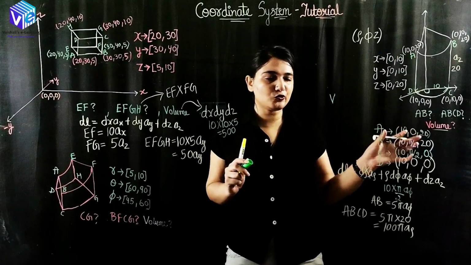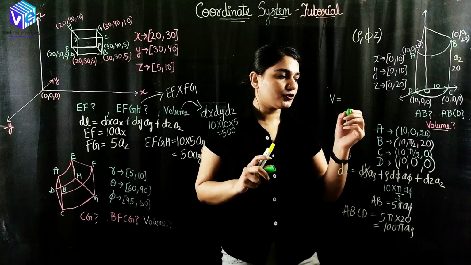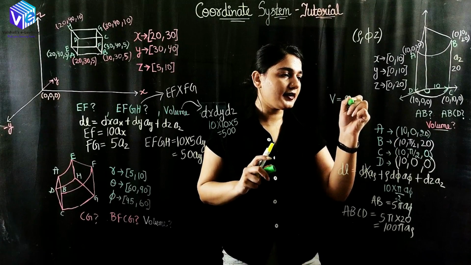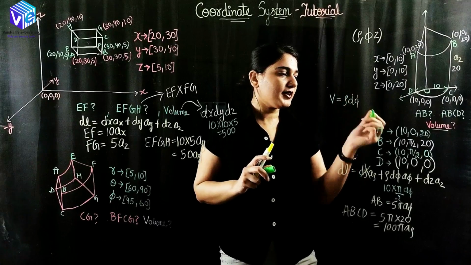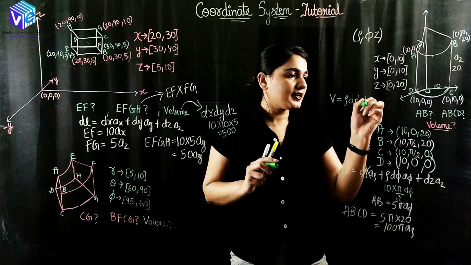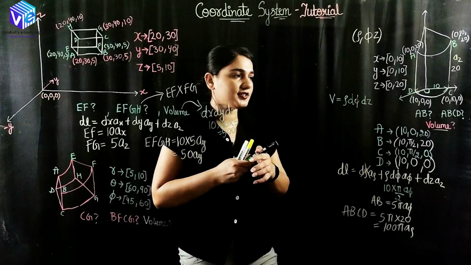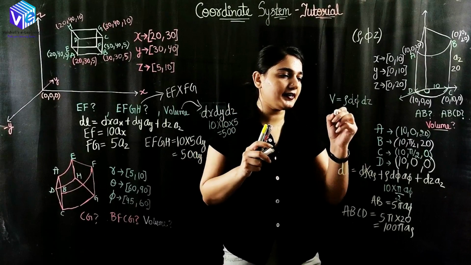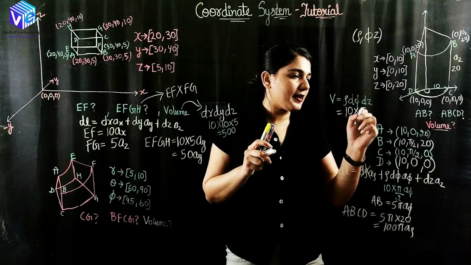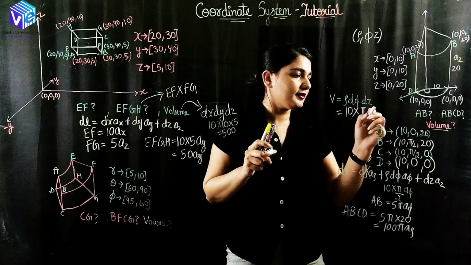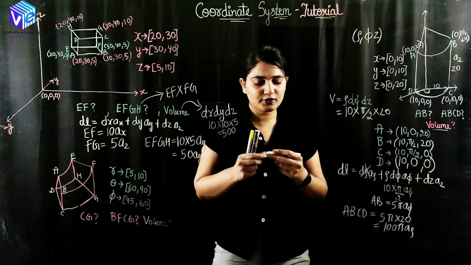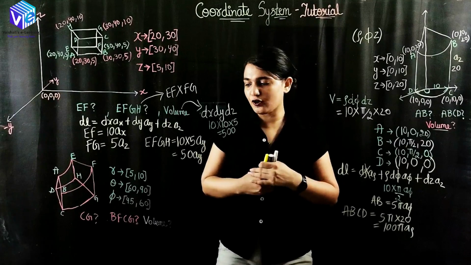So here I will be using the cylindrical coordinates. So what is rho? Rho is 10 and what is d phi? We can see the d phi is pi by 2 and what is dz? dz is 20. So this is how I can easily find out the volume. So it is 10 into pi by 2 into 20. So this is my volume in the cubic unit. So this is how I can easily find out all of the parameters.